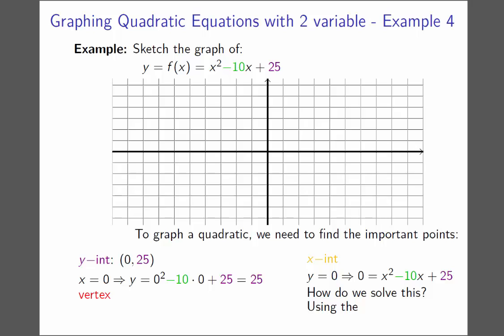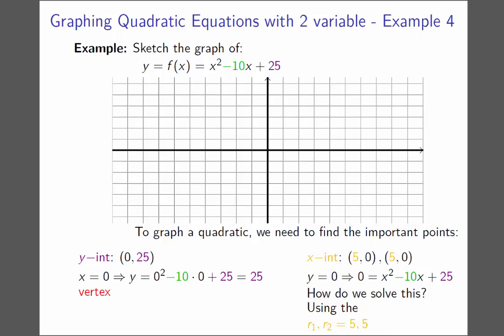Using the quadratic formula, we get that our roots are 5 and 5. Or in other words, we have the root 5 of multiplicity 2, which means that our x-intercepts are the points (5, 0) and (5, 0). In other words, we really just have one x-intercept at the point (5, 0).